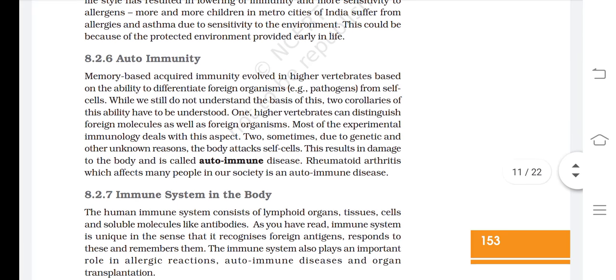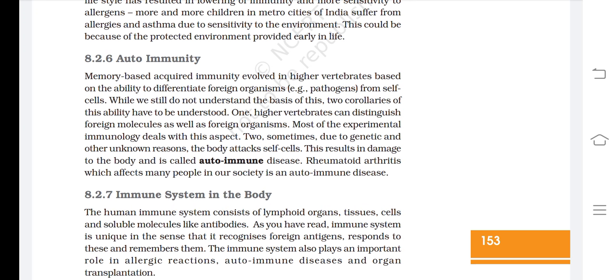Autoimmunity. Memory-based acquired immunity evolved in higher vertebrates based on the ability to differentiate foreign organisms, for example pathogens, from self cells. While we still do not understand the basis of this, two corollaries of this ability have to be understood. 1. Higher vertebrates can distinguish foreign molecules as well as foreign organisms. Most of the experimental immunology deals with this aspect.